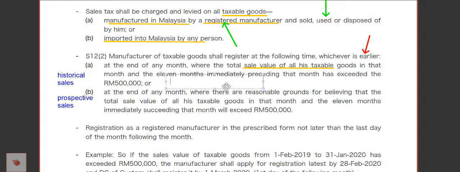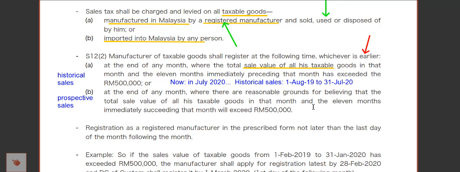Okay, so let's say, for example, now you're in July 2020. So your historical sales, right, will be the sales that you've achieved from 1st of August 2019 up to 31st July 2020. Okay, now that's the historical sales. Have you exceeded 500,000?